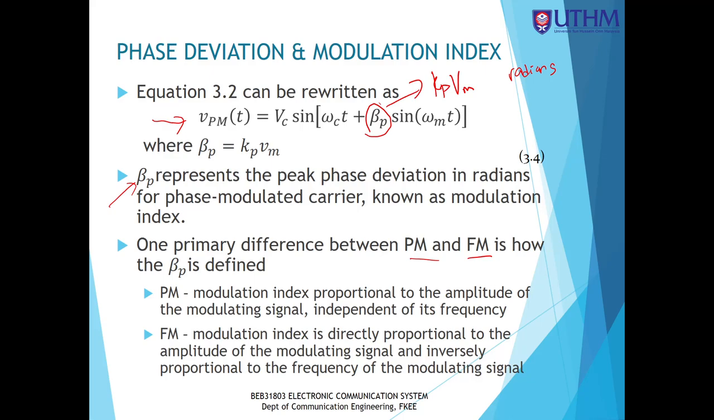So one primary difference between PM and FM is how the beta P is defined. Okay, how the modulation index is defined. For PM, the modulation index is proportional to the amplitude of the modulating signal and independent of the input frequency. If you see from here, this beta P is not related to the input signal frequency. Not related at all. Okay, it doesn't matter what the FM value is, the beta P remains the same. Beta P only depends on the amplitude of the input, VM.